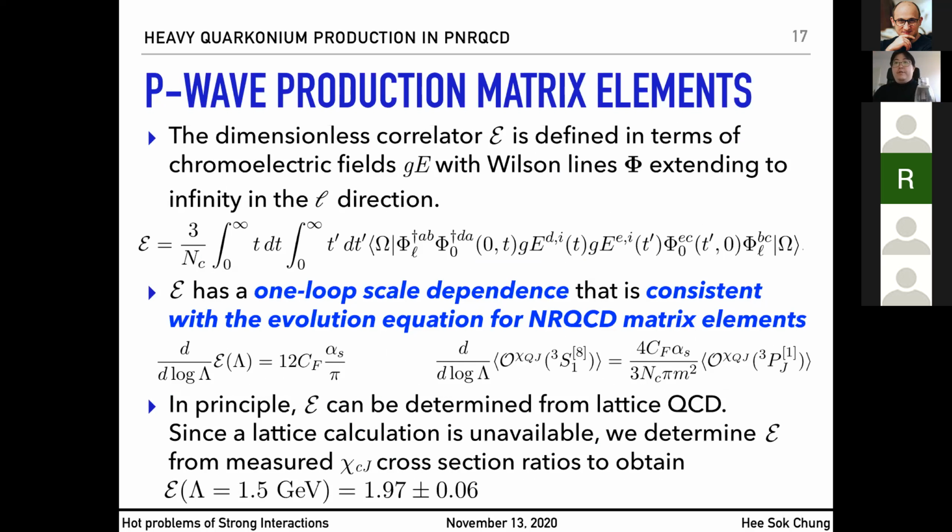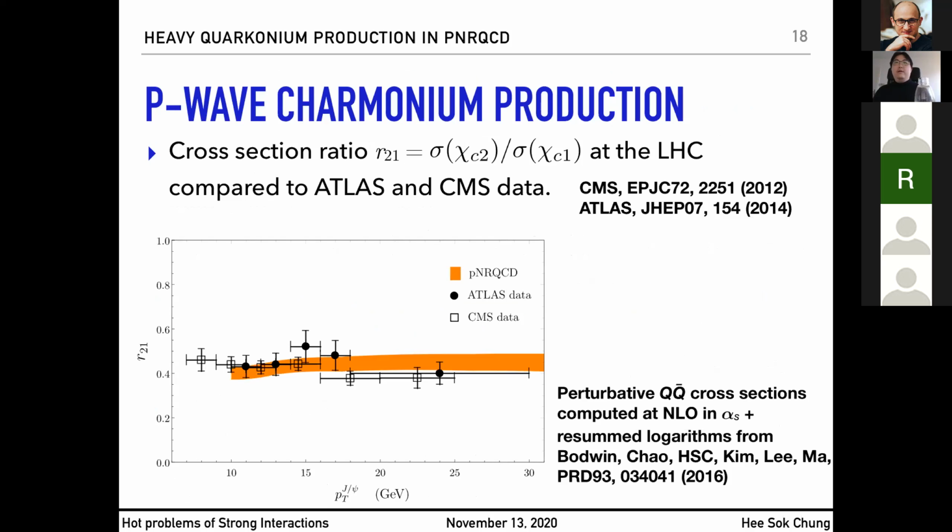In principle, this E can be determined from lattice QCD, but since that has not been done yet, we determine this quantity from measured chi-cJ cross-section ratios to obtain this number. And based on this determination, we can calculate all sorts of cross-sections of P-wave quarkonium.